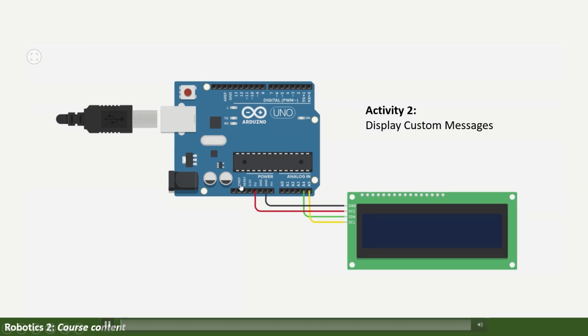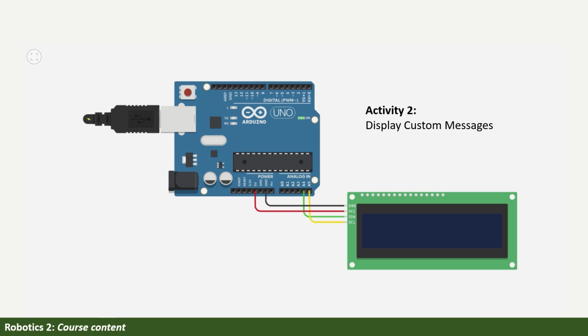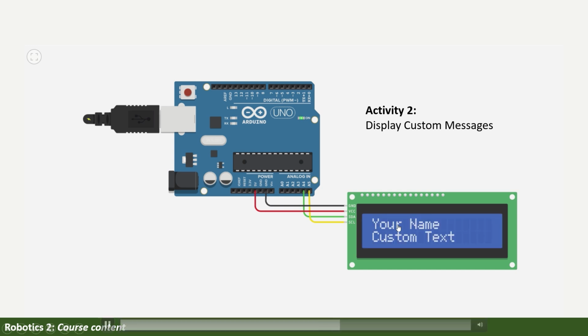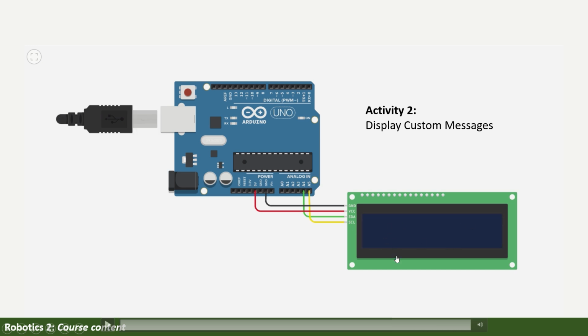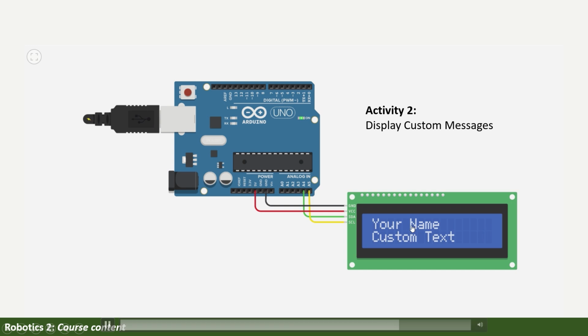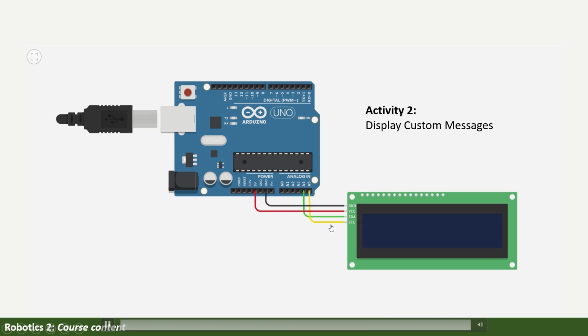Activity number 2 is displaying custom messages. As you know, there are 2 rows where you can put your text. Now, how do you place your cursor on those rows is what you should learn in activity number 2.